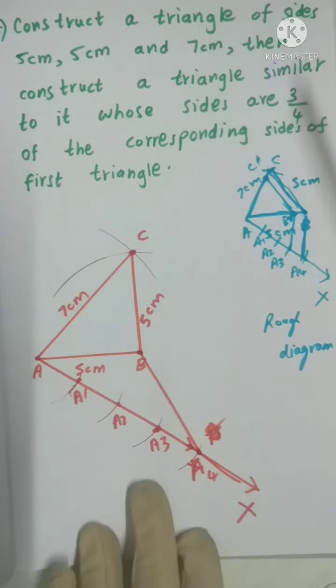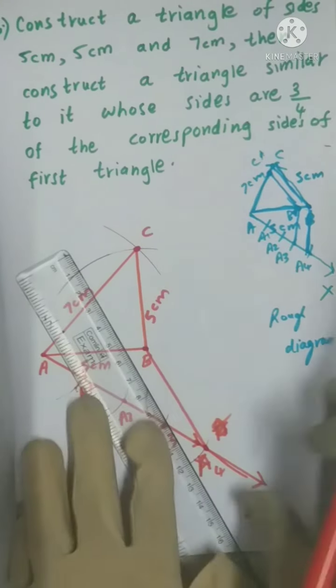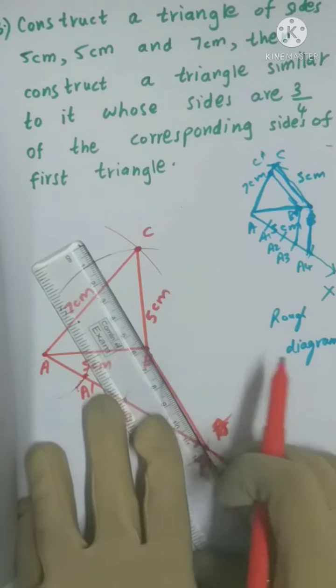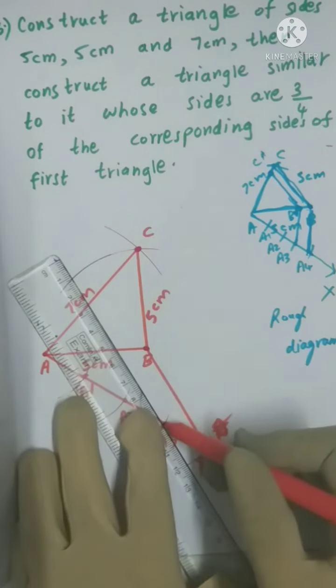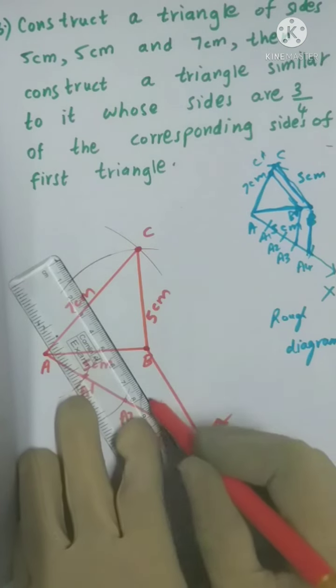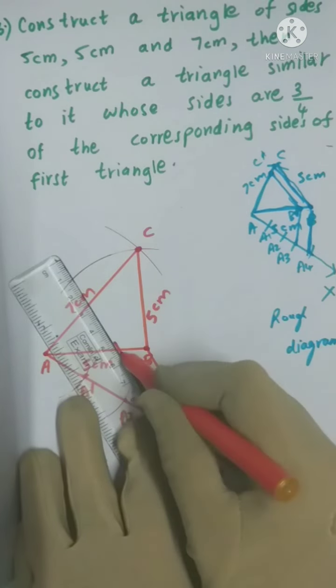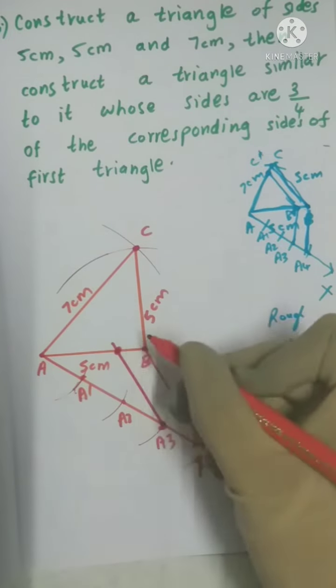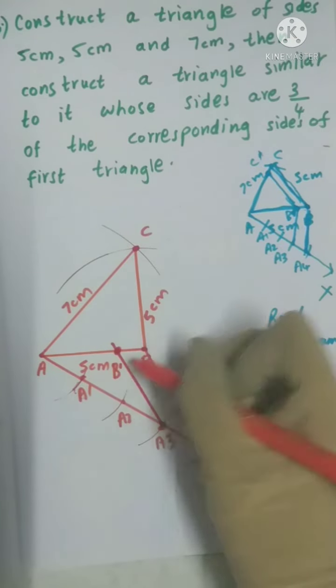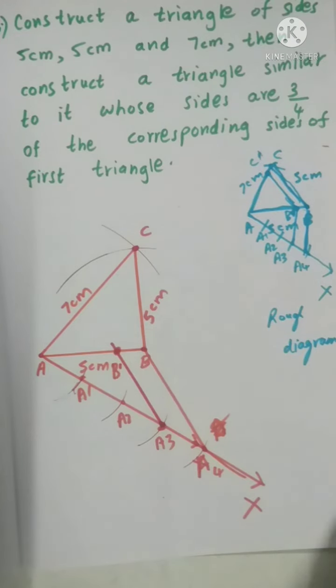Next I will join A3 and B, since there are 3 parts here. You will draw a line which is parallel to this A4B in such a way that it meets AB here. Let this be B dash. Okay. Next, what to do?